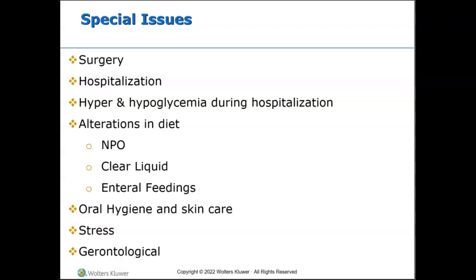Okay, special issues, final slide. Some special things to consider would be when the patient is under physiologic stress, like surgery, because with stress come the stress hormones that will trigger an increase in our blood glucose levels, right? So obviously we need to be aware of this.